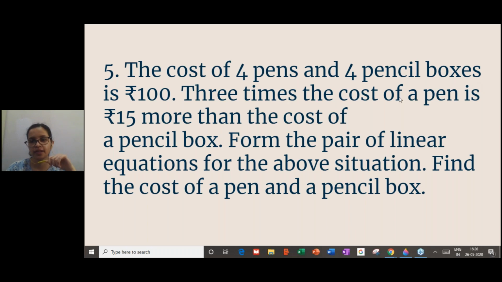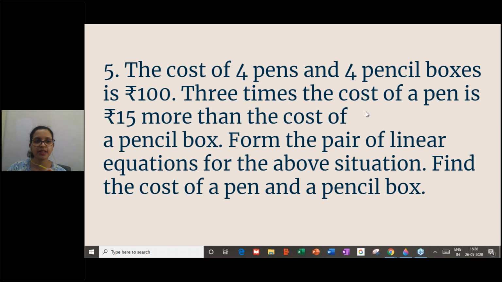Yes, Pratim, you have a doubt? Ma'am, it says than the cost of a pencil box. So how can we take 4y? We should take y now, 15 plus y. Ha, 15 plus y, yes. Sorry, did I say 4? It's 15 plus y. Then a pencil box would be y. Yes. Okay, ma'am. Thank you, ma'am. Okay. So 15 plus y. Sorry, I may have said 4.